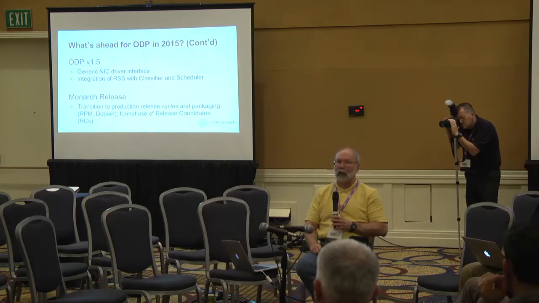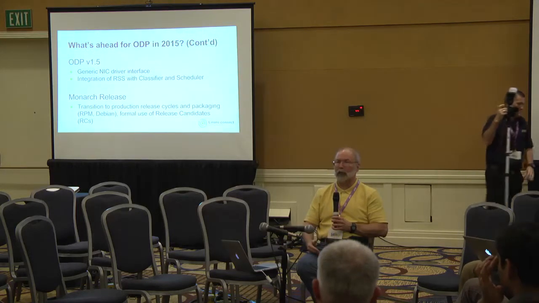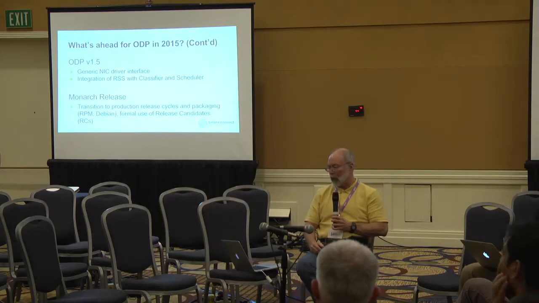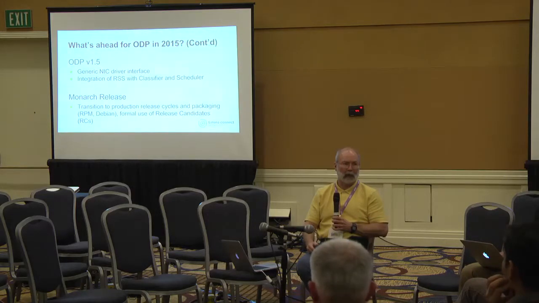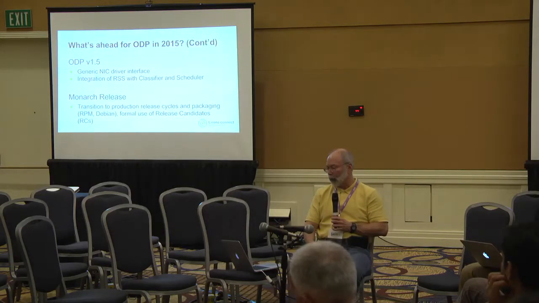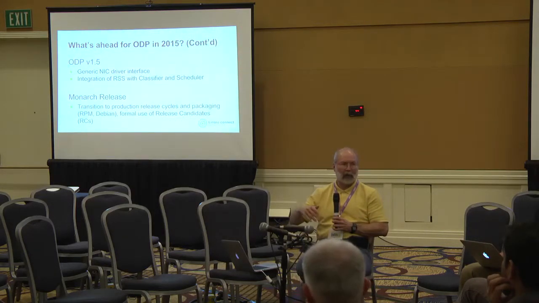And then finally, we're hoping, at the end of this year, to transition to what we're calling our Monarch release, where the goal is to transition to production release cycles and packaging, such as RPM and Debian, and formal use of release candidates. So again, moving more into showing that ODP is ready for production use.